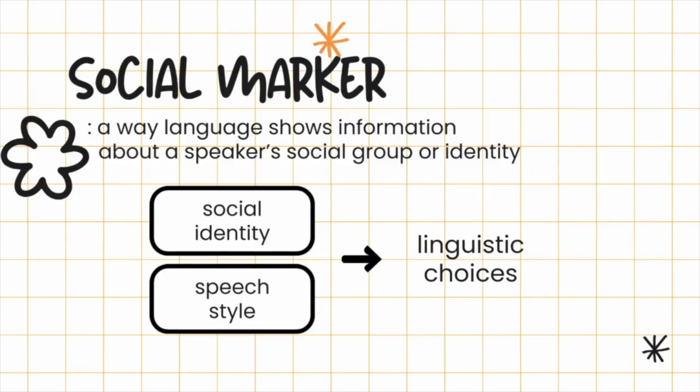The example of Bruno Mars shows that a speaker's social identity and speech style influence their linguistic choices. Therefore, when you hear someone speak, you can often make a good guess as to which social group they belong to by how they use language. These linguistic signs are called social markers.